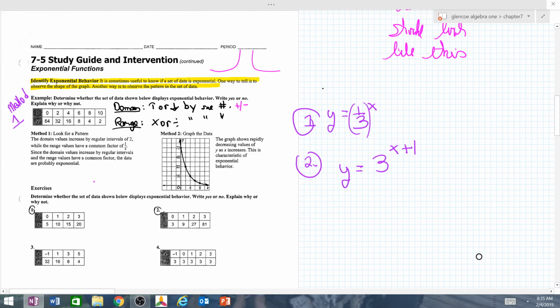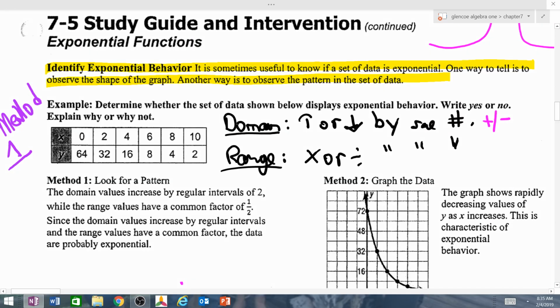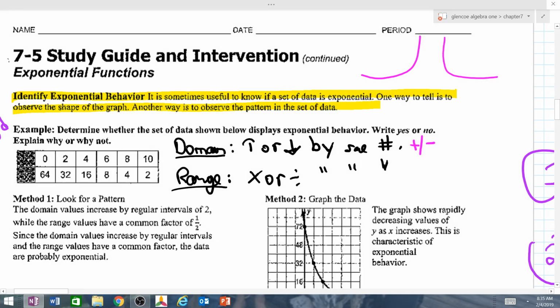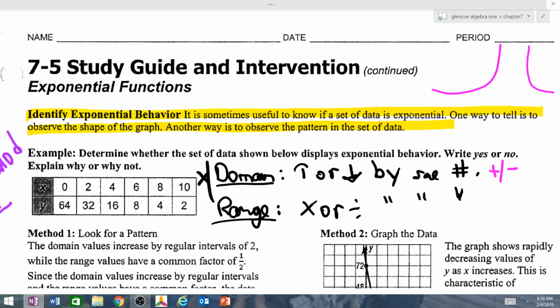Okay, so let's go ahead and give you this opportunity. There are two methods to determine if a graph shows exponential behavior. One way to tell is by graphing it and looking at the shape of the curve. The other way would be to actually remember that there is a pattern that has to take place. So the domain or your x values are going to increase or decrease by the same number, which means this, guys. You're going to either add or subtract the same number to all of the x's.